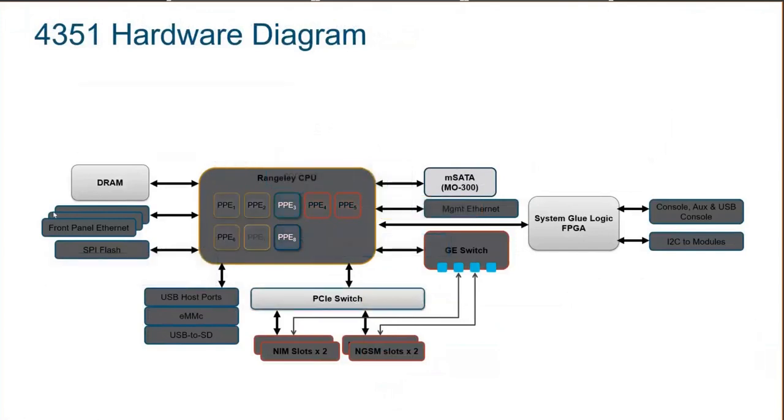So we have the CPU which has both the control plane and data plane processors. It will have its DRAM and the same USB ports. There will be a PCI switch that will connect to the NIM and service module slots. The GE switch will again connect to the control plane. There will be a management Ethernet, I mean, this is a management port, and we have the I2C modules and console cables also for these platforms.